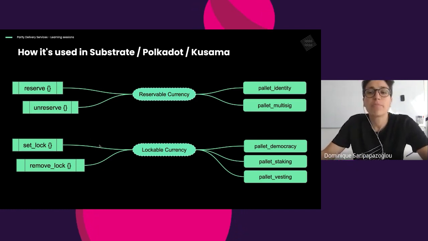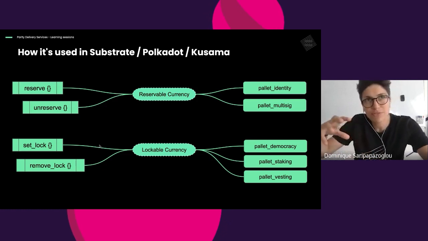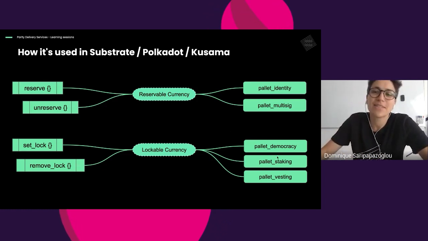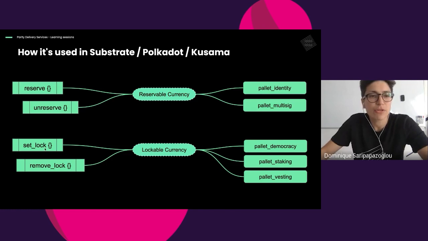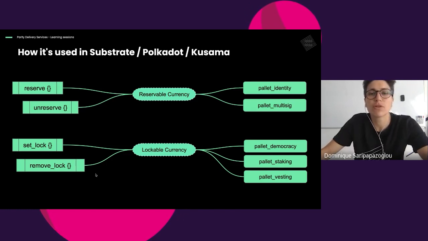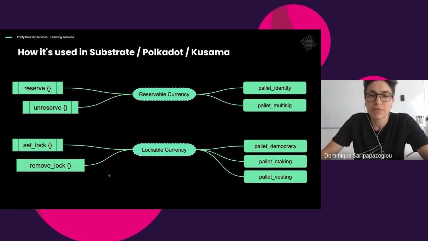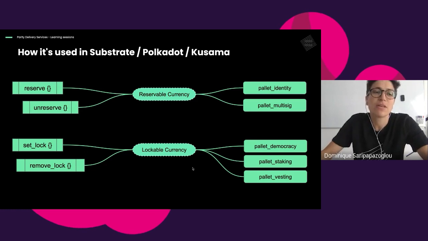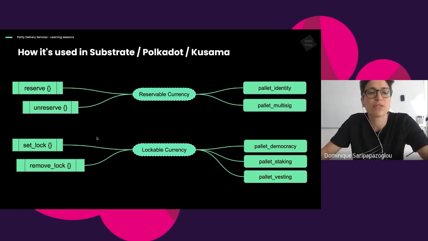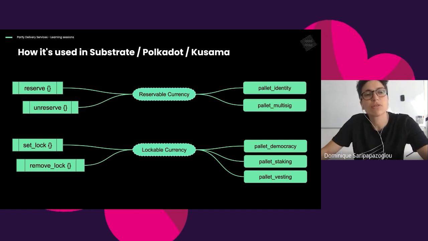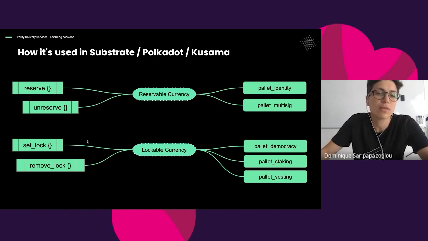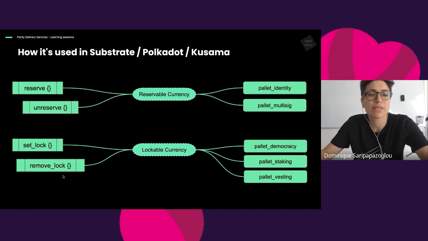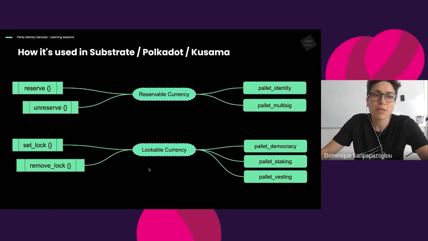Another example of how other pallets are using calls of traits of the balance pallet is democracy, staking, vesting, for example, that are using lockable currency. And they're using specifically the calls of set lock and remove lock. A typical example that is very common to everyone is in pallet staking, where we lock some funds to do staking. So the call set lock is called and used, and as soon as we unstake, one of the calls is remove lock.